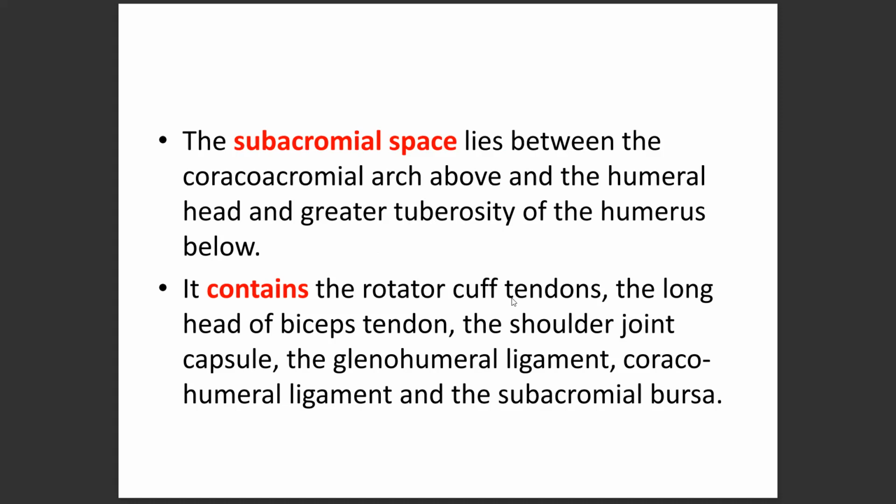It contains the rotator cuff tendons, और not only the rotator cuff tendon but इसमें long head of biceps भी होती है, the shoulder joint capsule होती है, the tendon, ligament, coracohumeral ligament, and as well as the subacromial bursa.